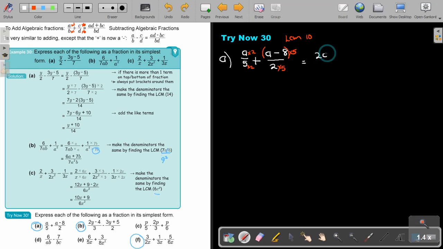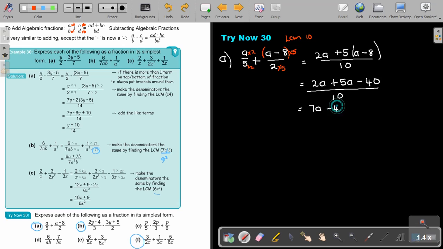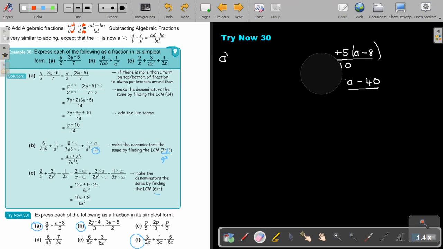And what will I get? In this case, I will get 2a plus 5a minus 8 over 10. And if I simplify this, this will be 2a plus 5a minus 40 over 10. And then my final answer will be 7a minus 40 over 10. And that will be my final. Let's look at number B.